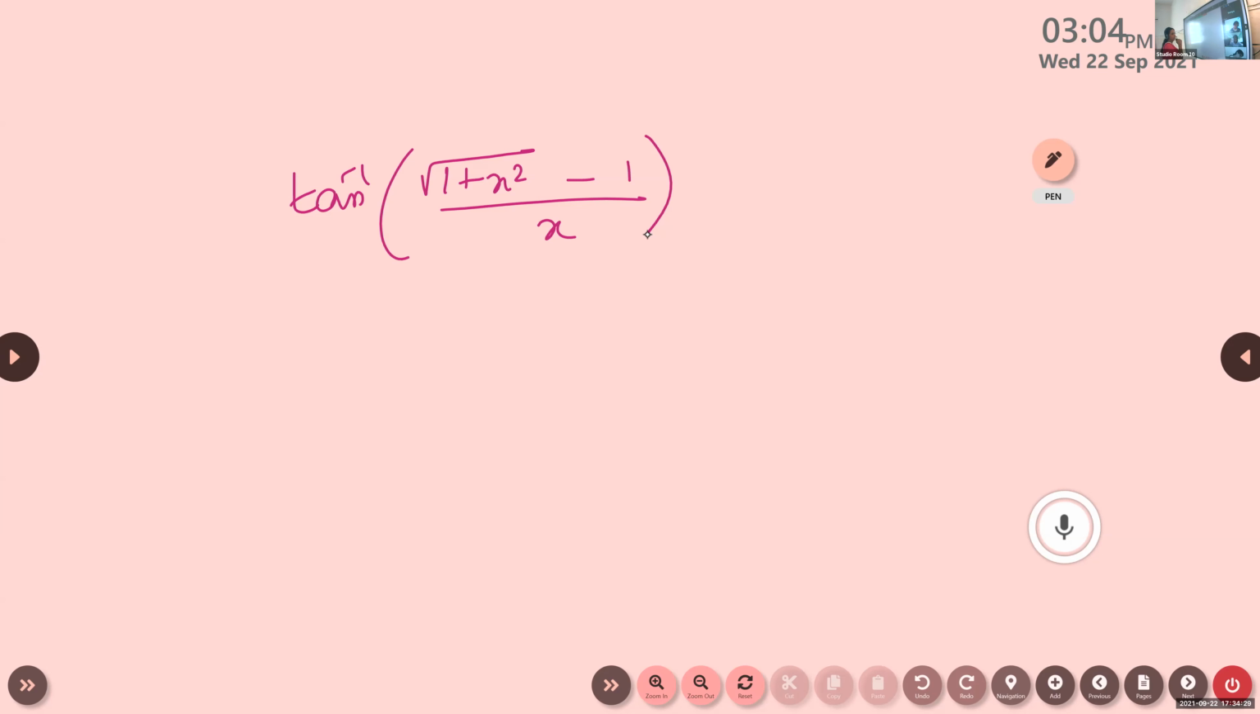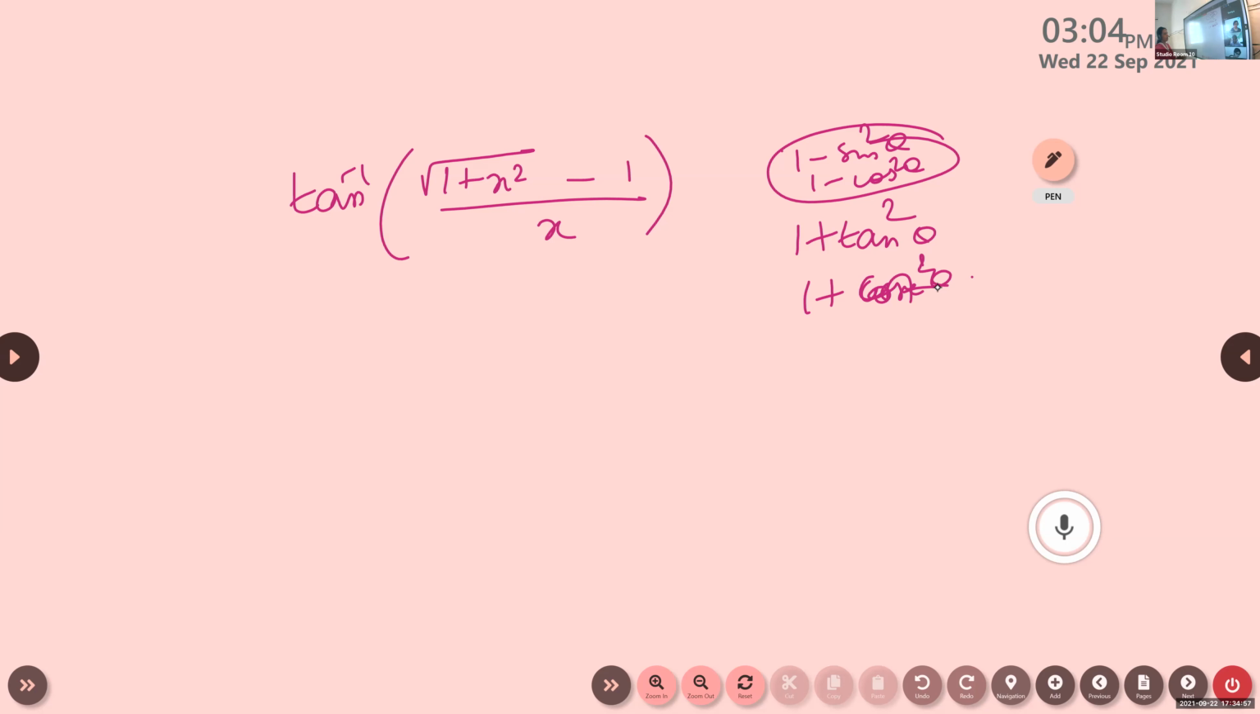What can you do? Here also we need 1 plus tan square theta, isn't it? We know that 1 plus form. In other forms we would get 1 minus sine square theta or 1 minus cos square theta. So either 1 plus tan square theta or 1 plus cot square theta; only these two forms we can use. Which form can you use here? Put x is equal to tan theta.